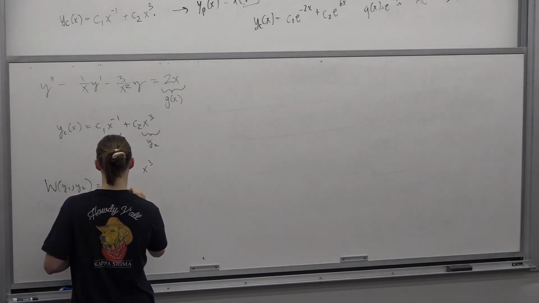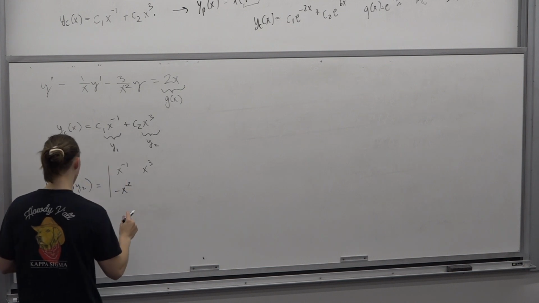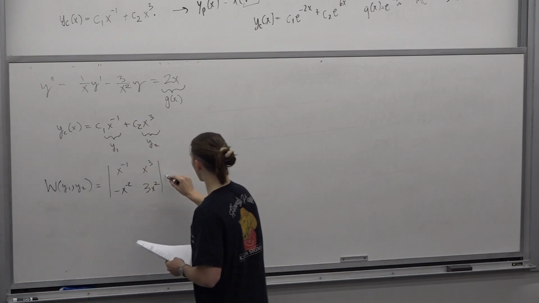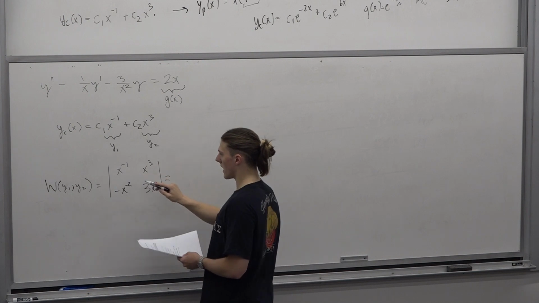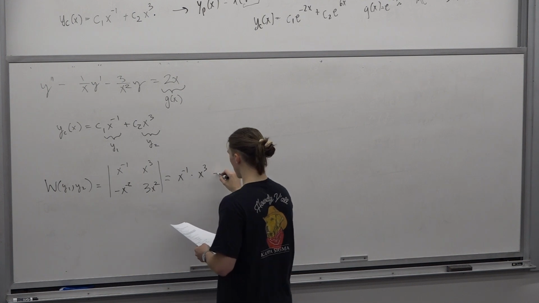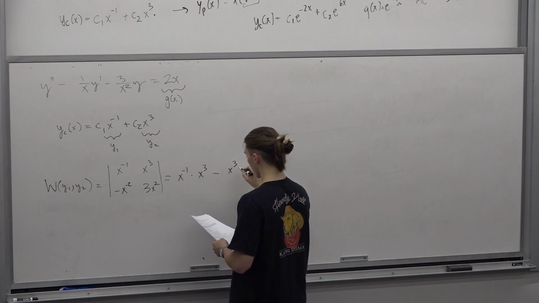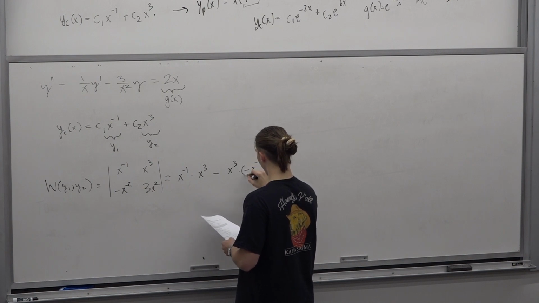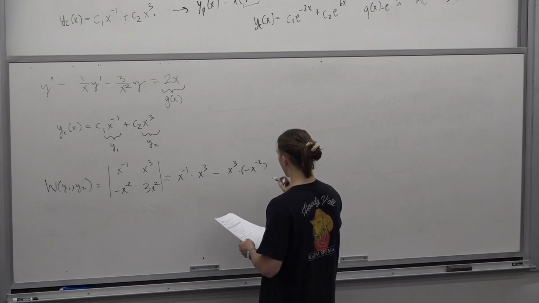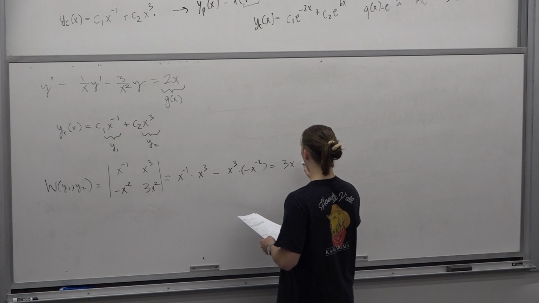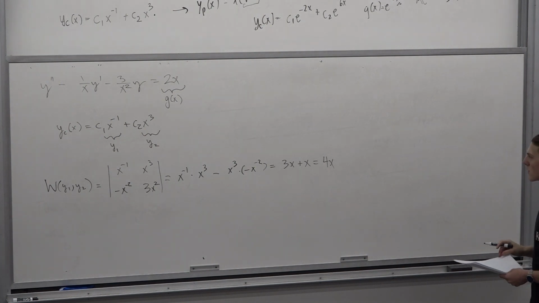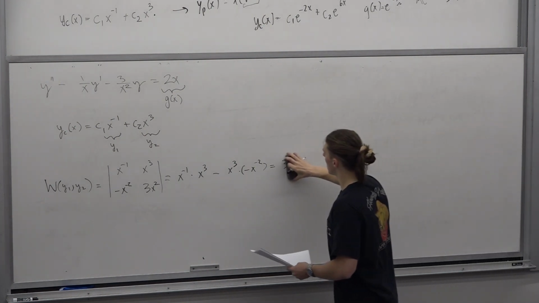Here we have negative x to the negative second power. Here we have 3x squared. We take the determinant of this, multiply the diagonals, and subtract them. This comes out to be 3x plus x, or 4x. So I'm just going to rewrite that underneath.